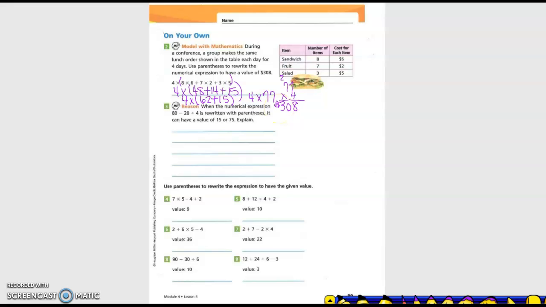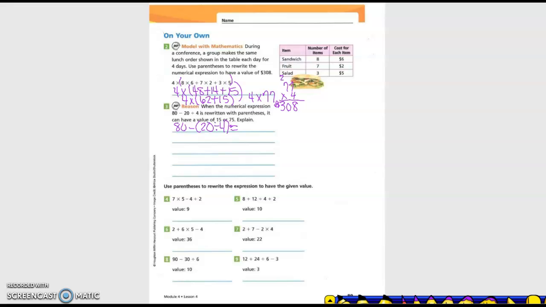Okay. Number 3, reason. When the numerical expression 80 minus 20 divided by 4 is written with parentheses, it can have a value of 15 or 75. Explain how that is. Okay. So if we put the parentheses where we would normally start, right, the 20 divided by 4, like this. So if we had 80 minus 20 divided by 4, it equals what?